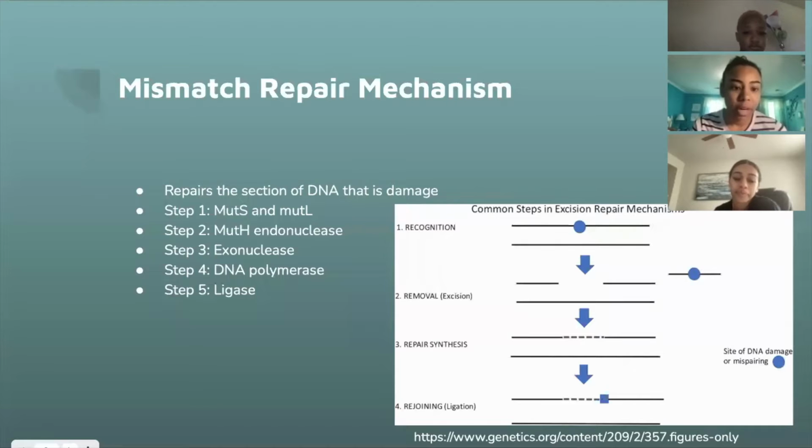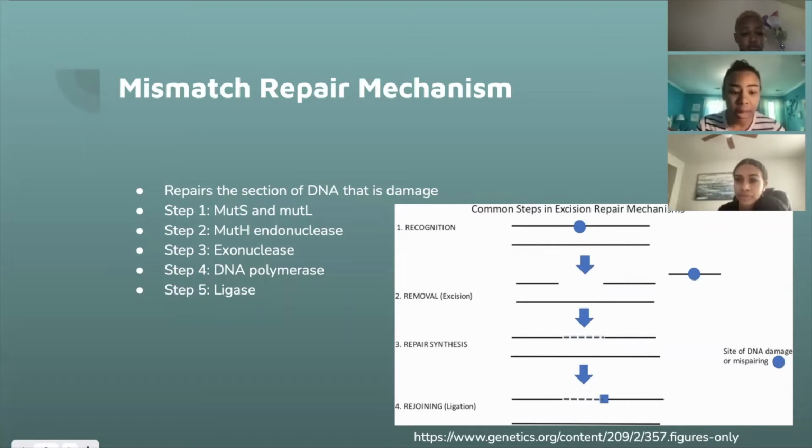The mismatch repair mechanism is able to repair a section of DNA that is damaged, which happens as a result of missense mutation, silent mutation, nonsense mutation, or frame shift mutation. There are 5 steps within this mismatch repair mechanism. The first step starts with 2 proteins called MutS and MutL, and these proteins are able to recognize the mismatched nucleotides and bind to them.